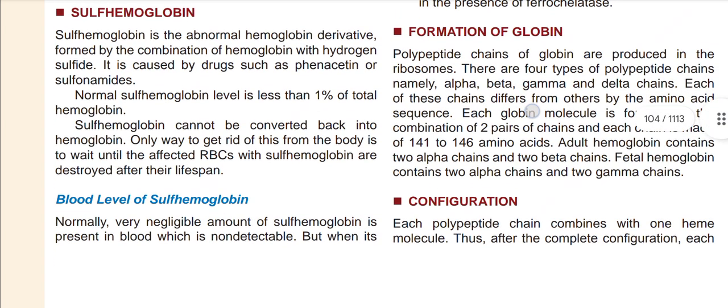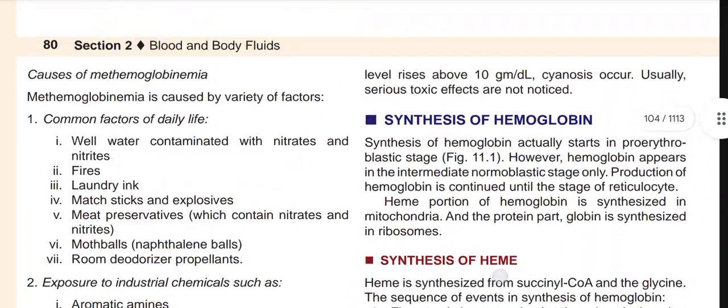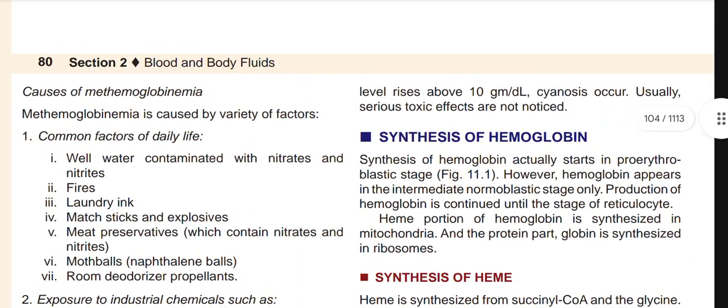Now, blood level of sulfhemoglobin. Normally, a very negligible amount of sulfhemoglobin is present in blood, which is non-detectable. But when its level rises above 10 gram per dl, cyanosis occurs. Usually, serious toxic effects are not noticed.